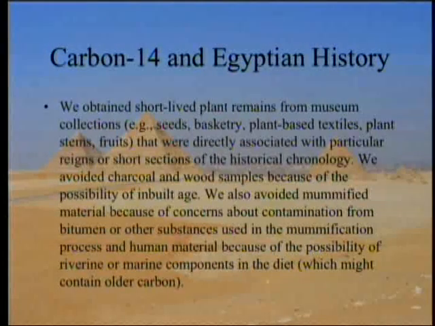So, what they did was obtain short-lived plant remains from museum collections. And the idea is that that way it's not wood, which, you know, if a tree grew and you had the inside of it, it might be 100 or 200 or 500 years old by the time it's actually cut down and used. And then it might even be reused because there's not a lot of wood in Egypt, and so reuse of wood would be fairly common. So you might easily have things that are older in radiocarbon years than their historical context. So they're trying to use stuff that only grows for one season.